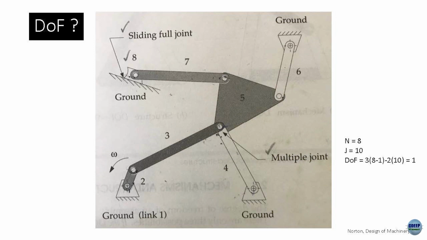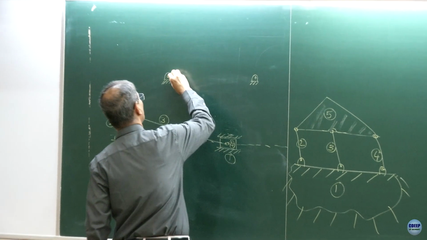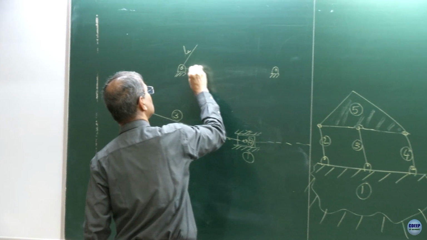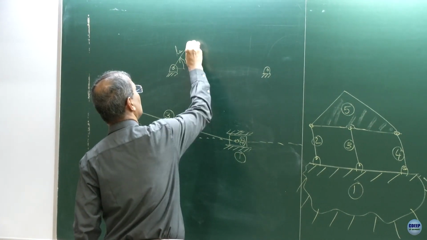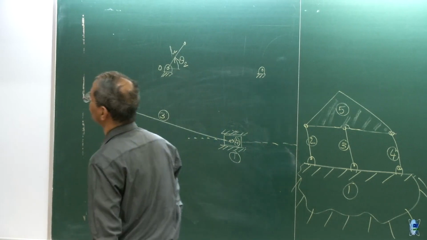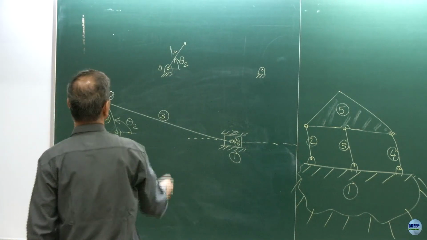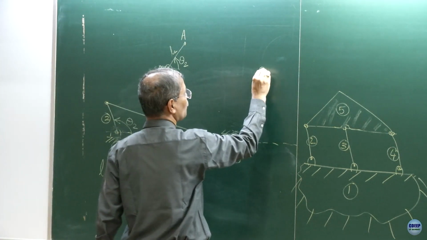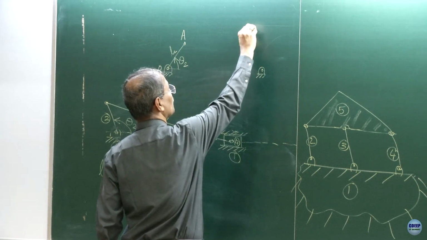If you are given theta 2 position, now these pivots are given. So, this pivot is given here. I am told this pivot is at this distance. I am told that this fellow is at an orientation of 60 degrees, let us say. L2 is given. So, I have O, A. Now, how will I find this point?